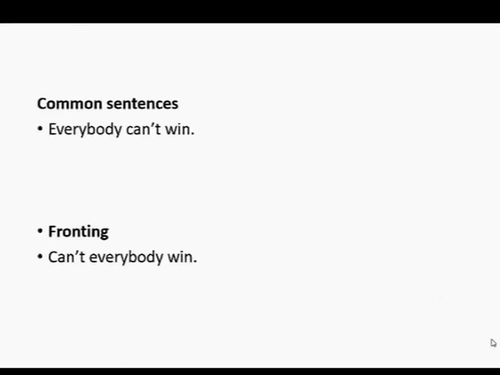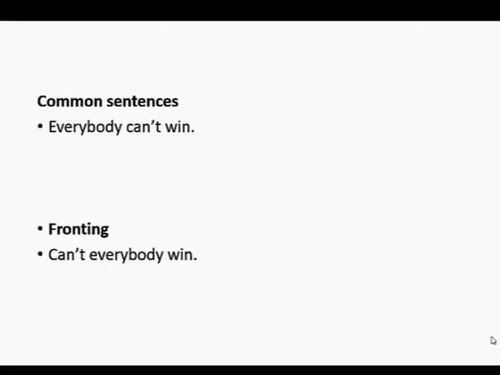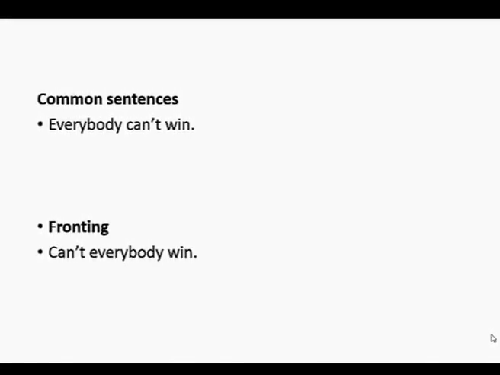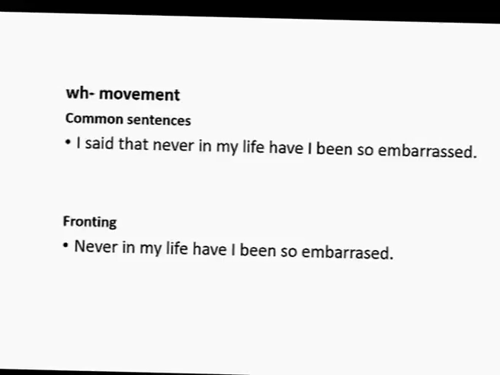It means, the common sentence: everybody can win. Everybody is the subject. Can't is a negative auxiliary. And win is a verb. The fronting is, can't everybody win. Both sentences have the same elements and the same meaning. But you notice the fronting starts the sentence with can't, where we emphasize, no more.